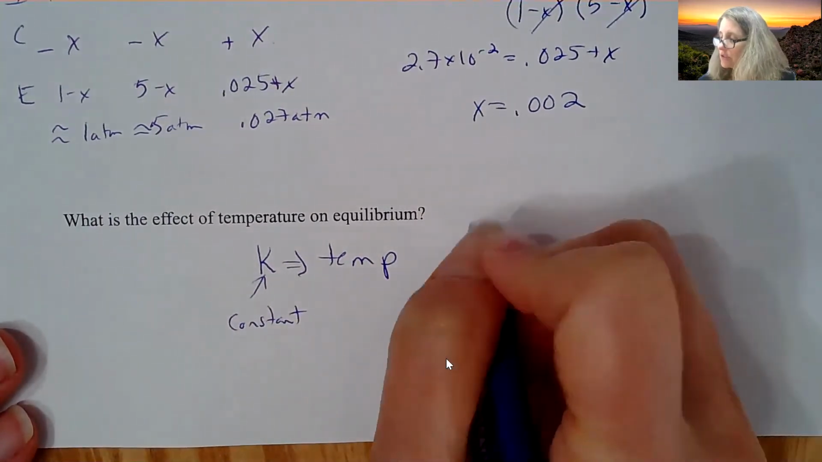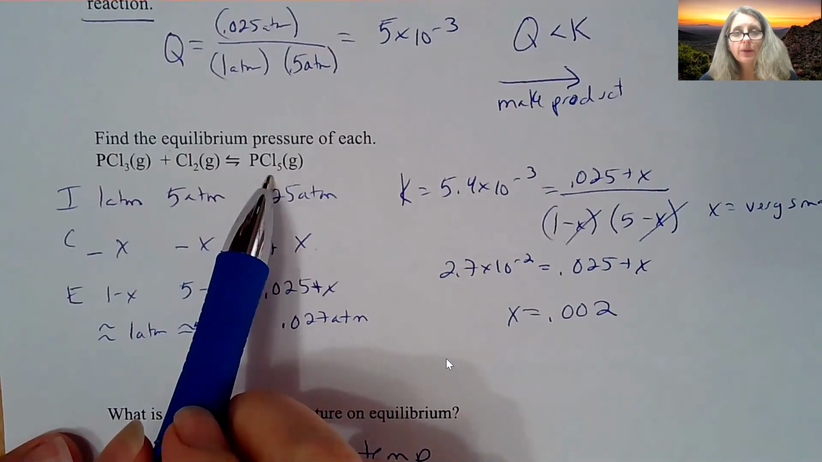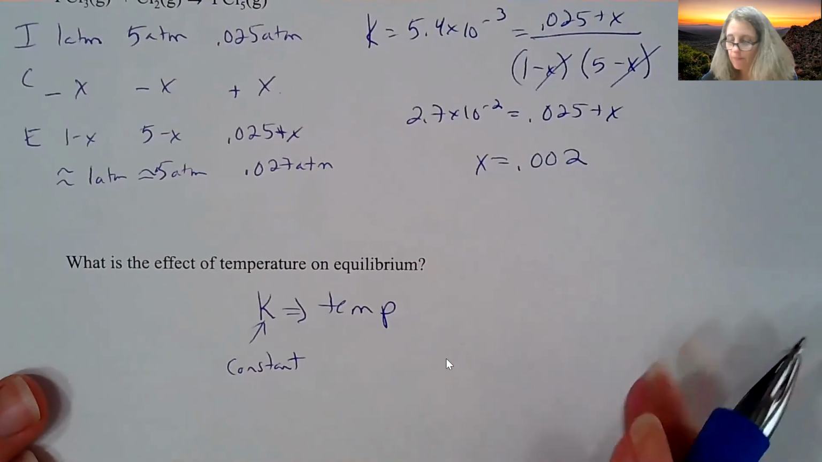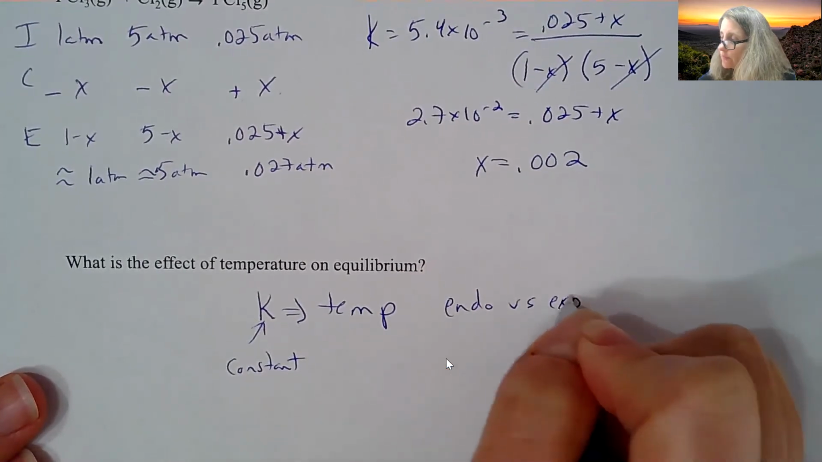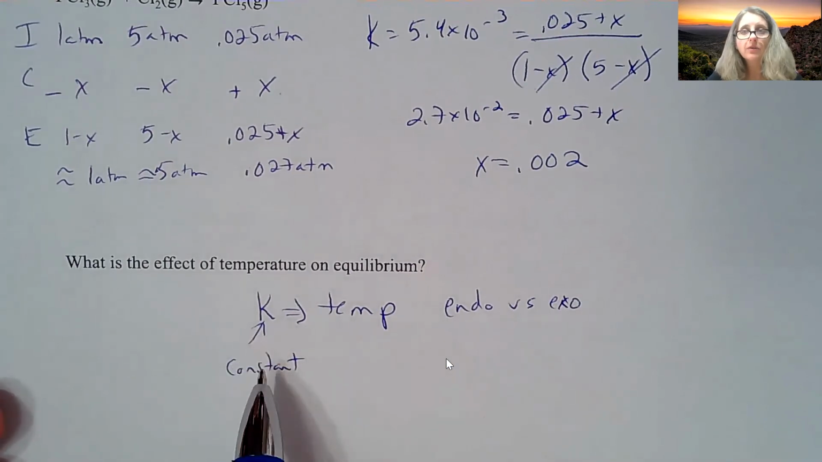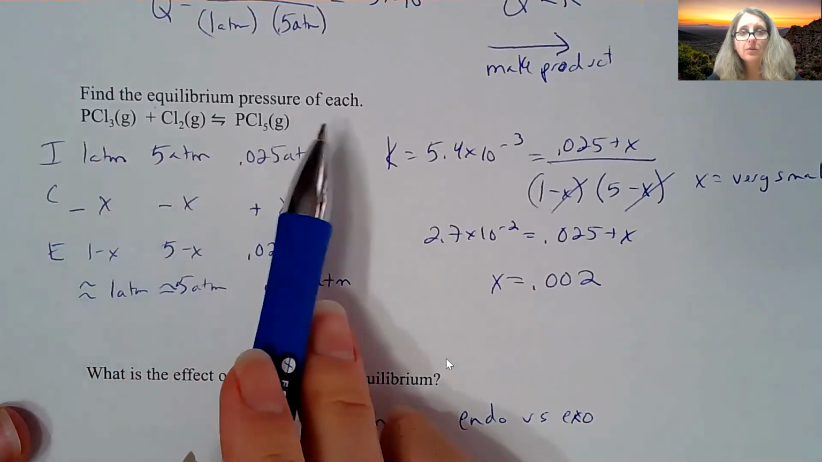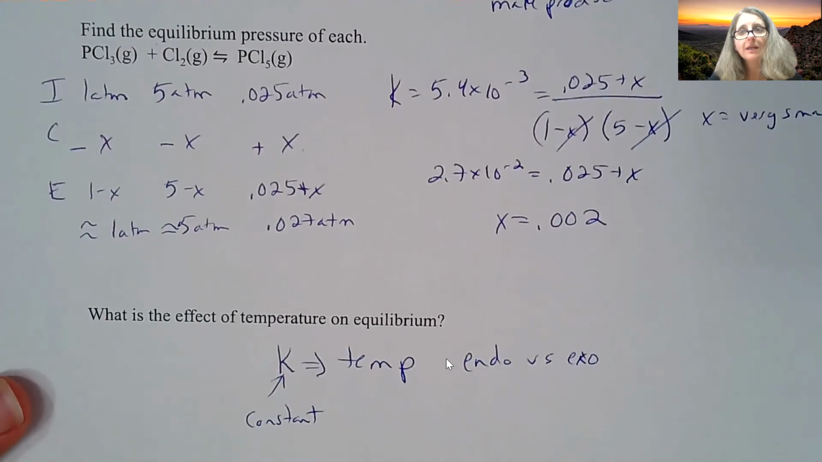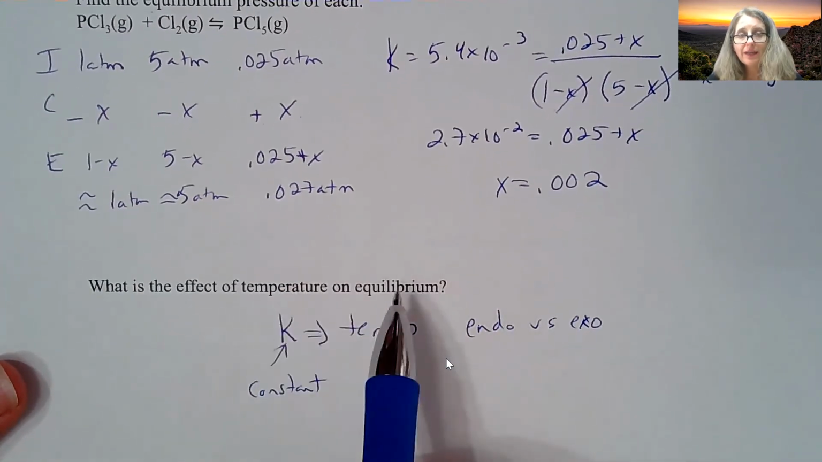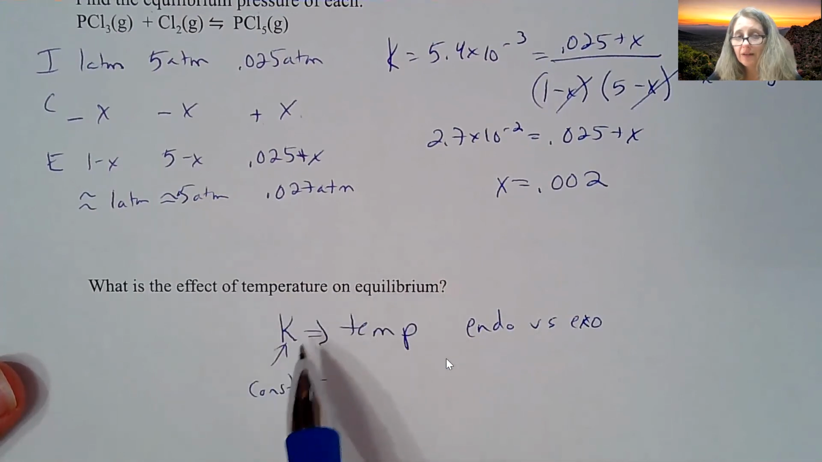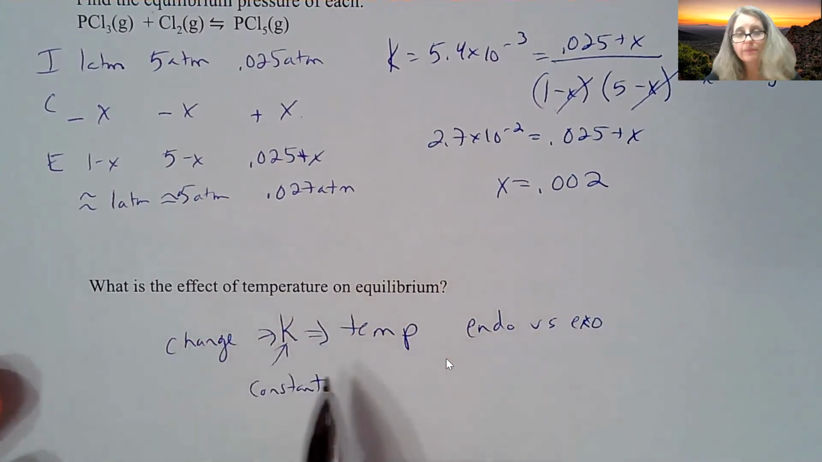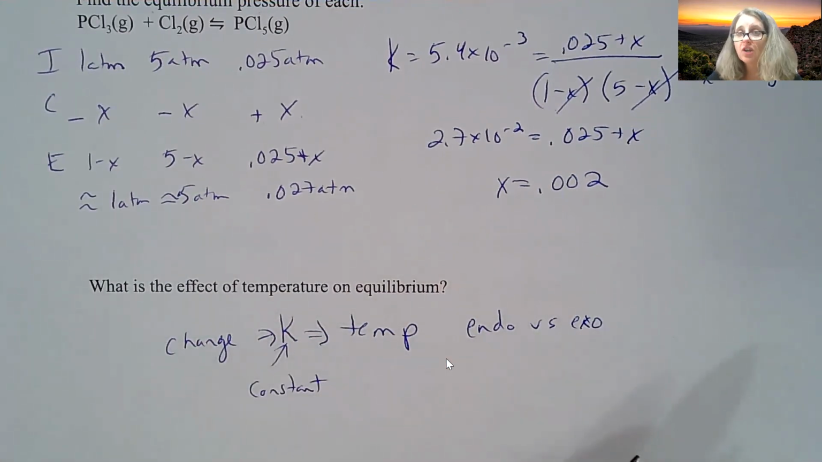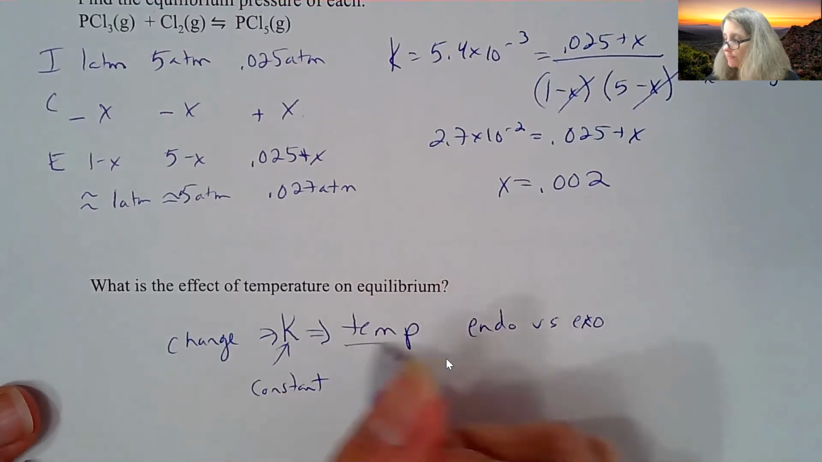So I need to know in this equilibrium, where is the heat? Because if it is endo versus exo, my K is going to get bigger or smaller depending upon if I have products or reactants more dominant in that equilibrium. So equilibrium temperature will affect the K. The K will change if I change the temperature, but that's the only thing that's going to change the K, is temperature. So we'll come back to endo, exo, and discuss that further.